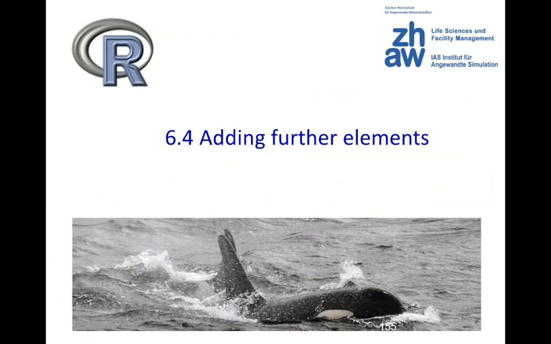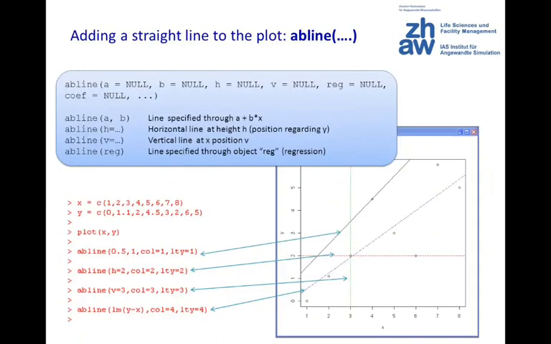Now, how can we add some further elements to our plots? There are several elements we can add. One of the elements that is very important is straight lines. There are approximately 4 versions of doing that. The first is you can specify with abline a line specified through the regular equation for a straight line. This is a plus b times x, so a is the intercept, b is the slope. Then you can define horizontal lines by just indicating h equal to some number.